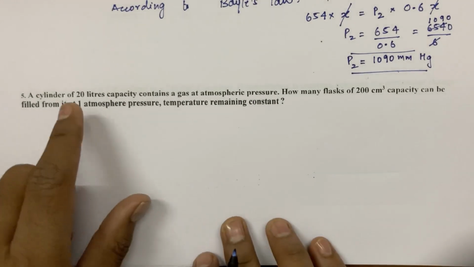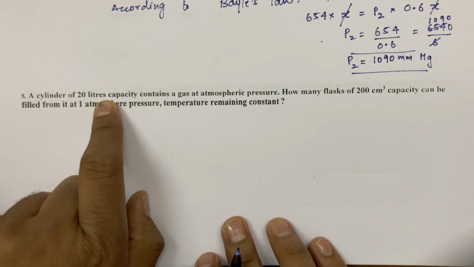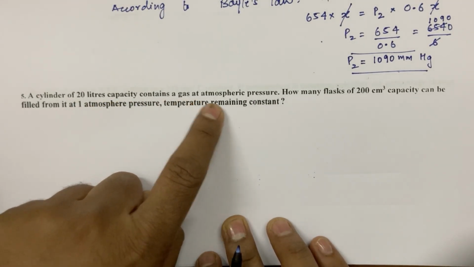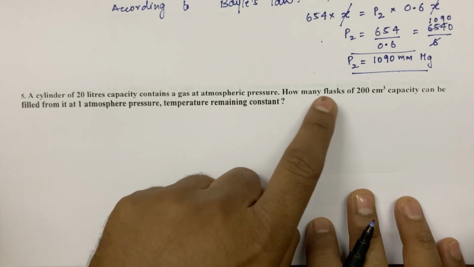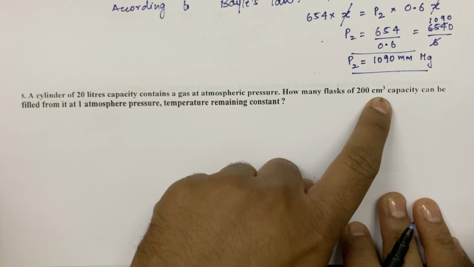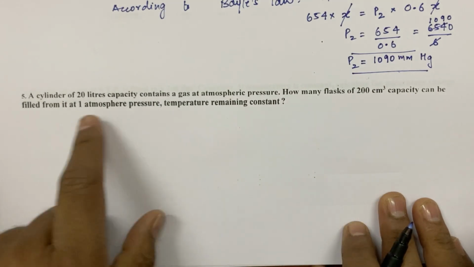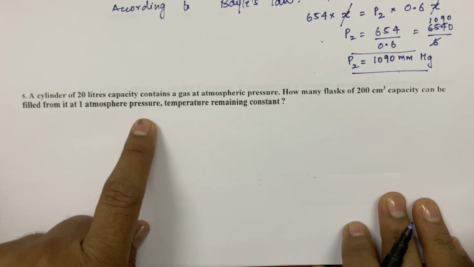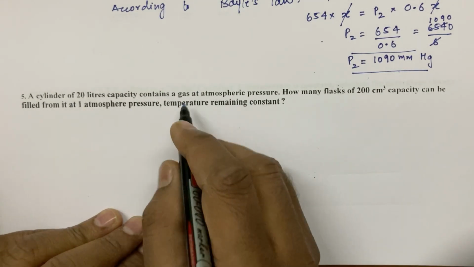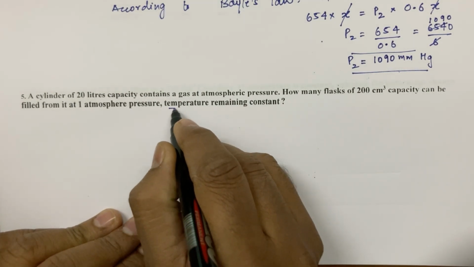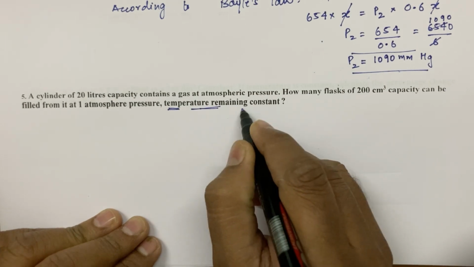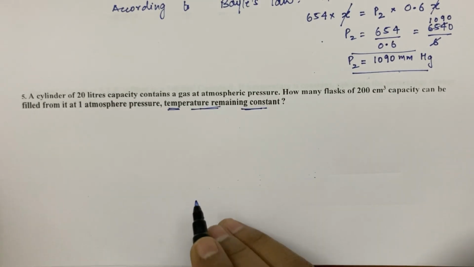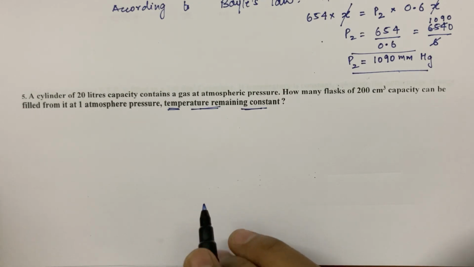Now see, a cylinder of 20 liter capacity contains a gas at atmospheric pressure. Now how many flasks of this 200 centimeter cube capacity can be filled from it at 1 atmospheric pressure? Again, the temperature is remaining constant. So here again, you have to apply Boyle's law.